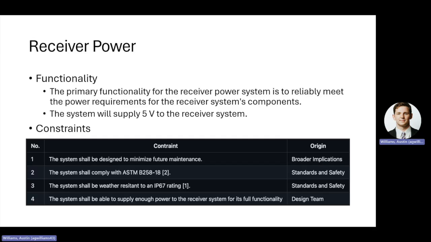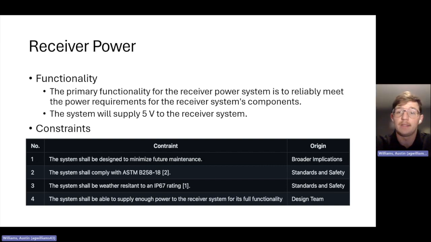Austin Williams, and I will be covering the receiver power system. So getting started, obviously the functionality of a power subsystem is to supply the power required for the receiver system that we're powering. All the components want to be adequately powered. In this case, it would be 5 volts to the ESP Nano 32 of the receiver system.